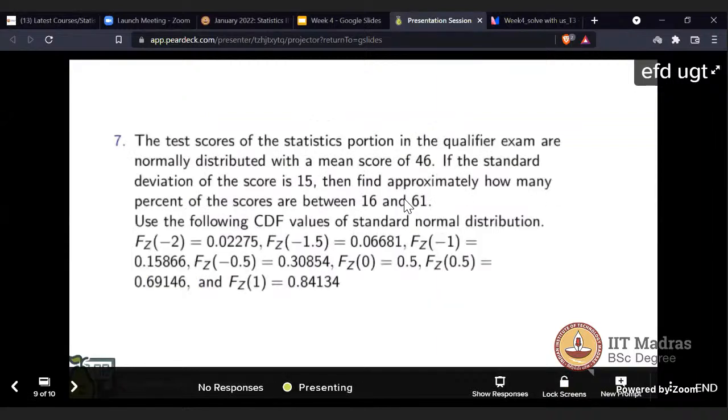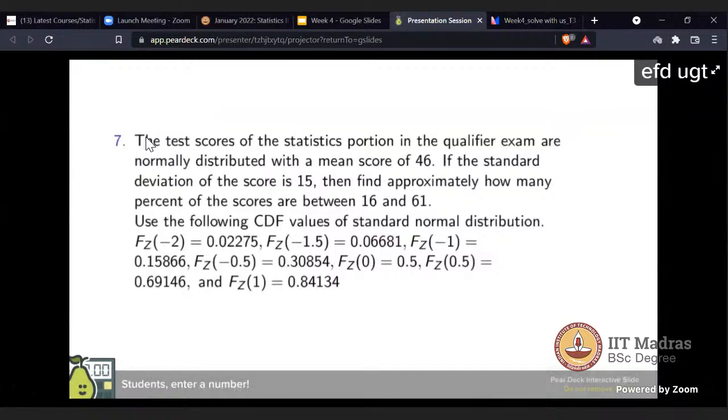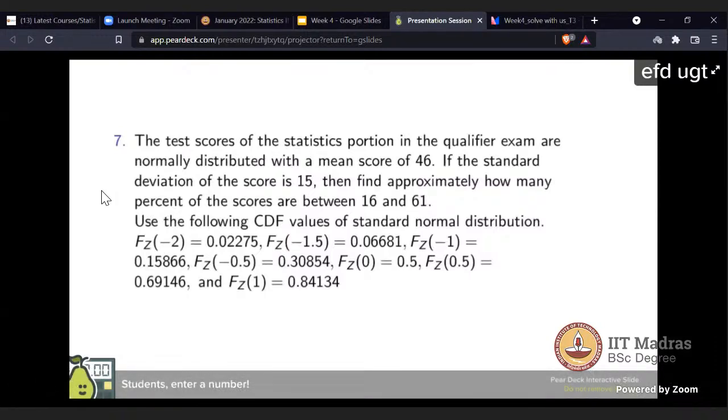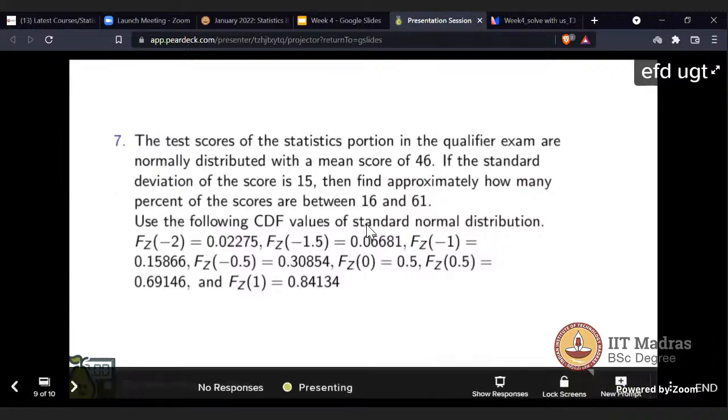So this is the last question. It says the test scores of statistics portion in the qualified exam are normally distributed with a mean score of 46. If the standard deviation of the score is 15, then find approximately what percentage of the scores are between 16 and 61. So this problem is for the normal distribution, and whatever values are needed to solve the problem, CDF values are given to you. So you can use them to calculate the answer.